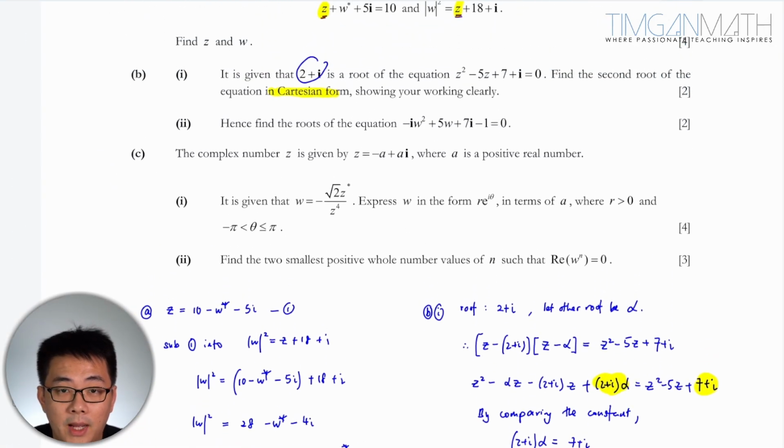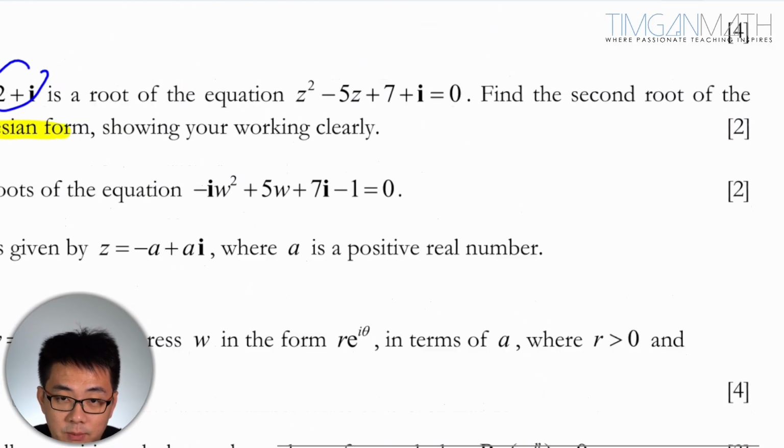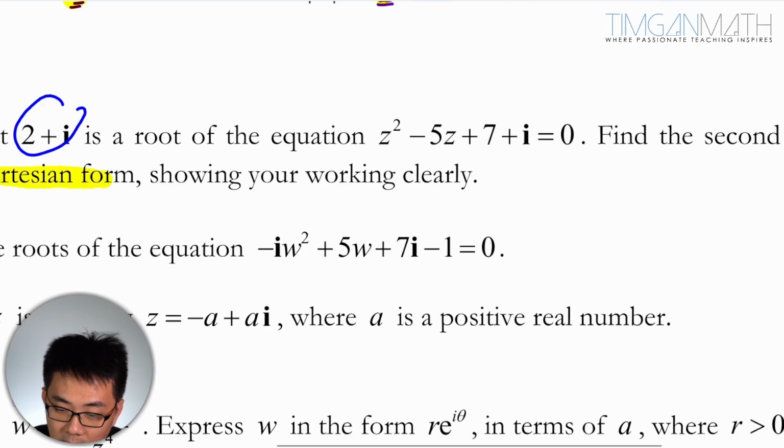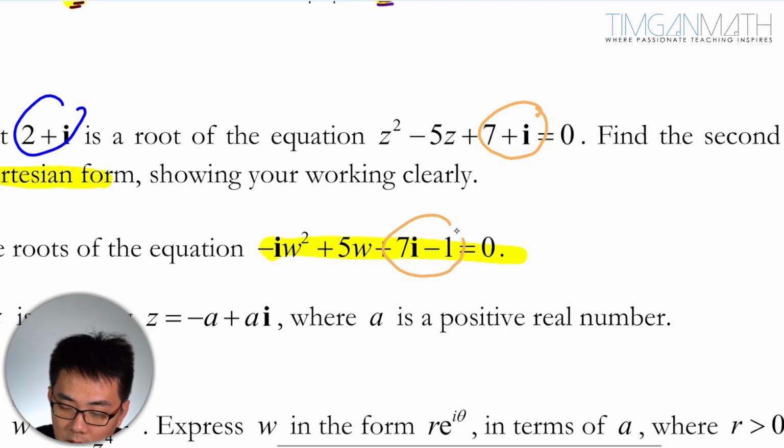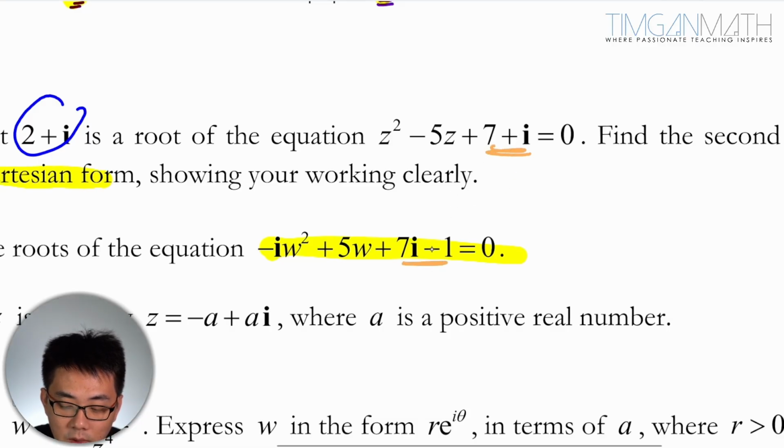Then we're going to look at part 2, hence find the root of this equation. This is pretty interesting. What you need to do is actually just look at the constant here. I think this is the main thing we need to know. What is different here is basically the constant, right? So how do you get this constant to be the same? You can just use a calculator quickly.